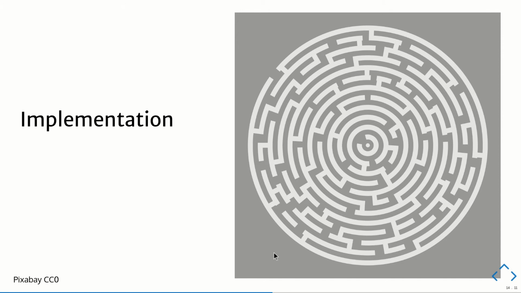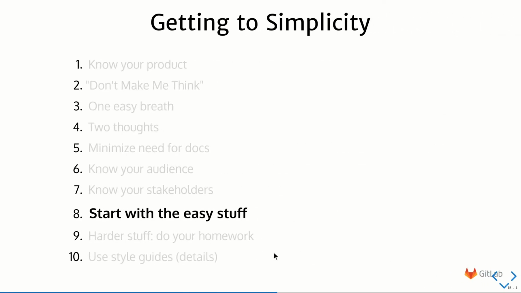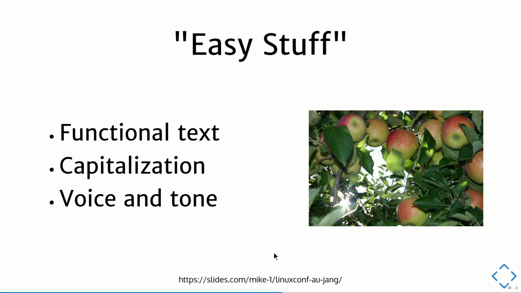With all of these stakeholders, implementation can be a labyrinth, a maze if you will. So let's get into some strategies for navigating this labyrinth. The straightforward strategy is to start with the easy stuff. So what is that low-hanging fruit? I put the low-hanging fruit into 3 categories: functional text, capitalization, voice, and tone. All stuff that you'll see in standard writing style guides.